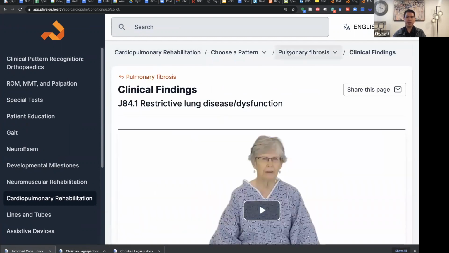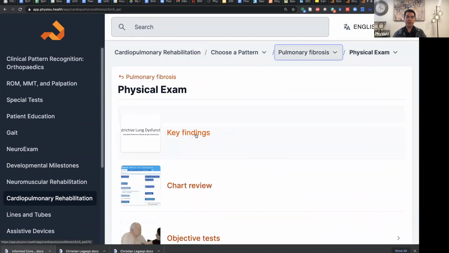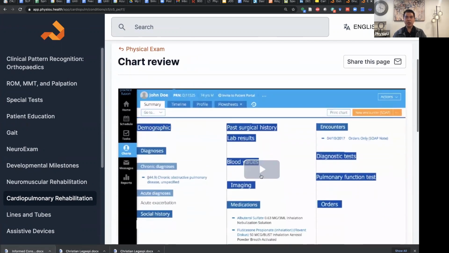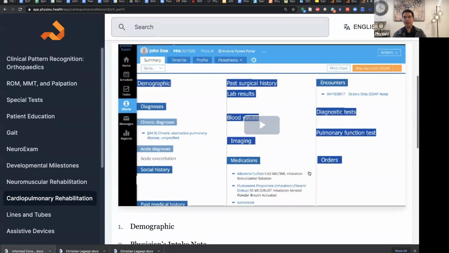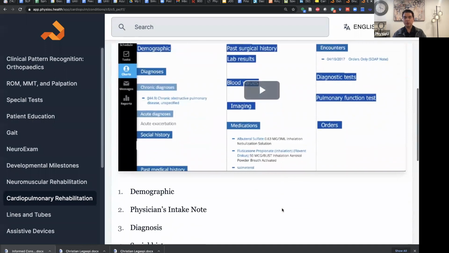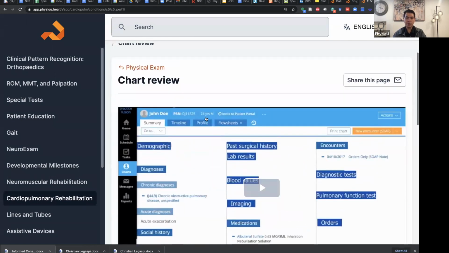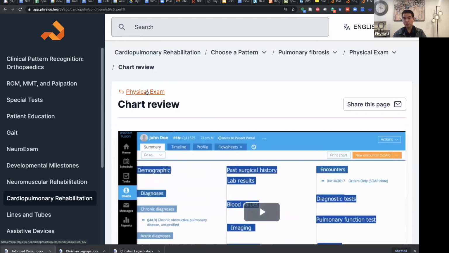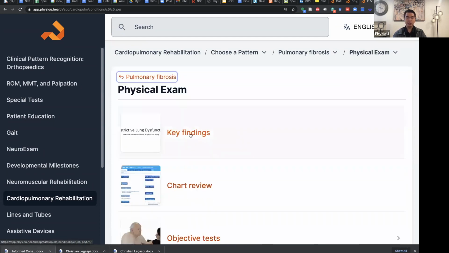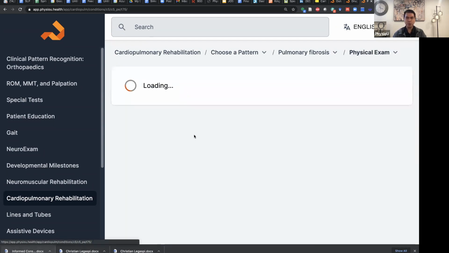Actually, no, we watched that. Under the physical exam, you have a little key findings video, as well as a simulated chart review. What are the things you tend to look at when you're in the hospital going through your chart review? There's a video there for you as faculty to explore and for the students to explore as well. And here's a little key findings. It's kind of like these clinical pearls.